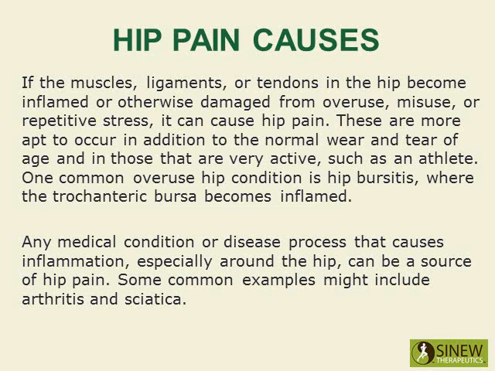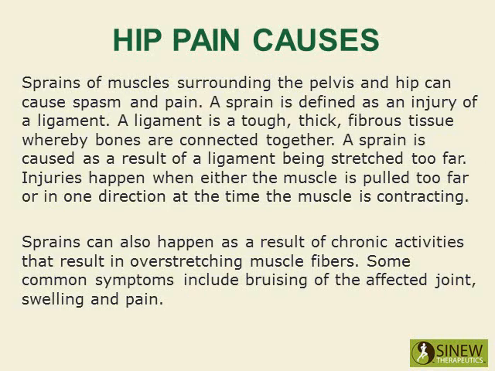Any medical condition or disease process that causes inflammation, especially around the hip, can be a source of hip pain. Some common examples might include arthritis and sciatica. Sprains of muscles surrounding the pelvis and hip can cause spasm and pain.